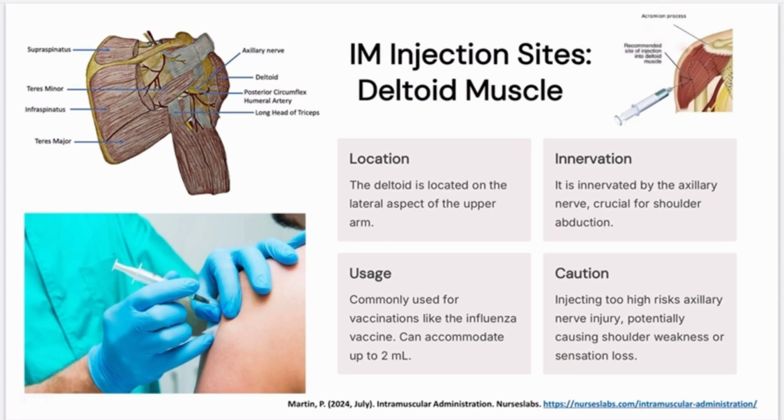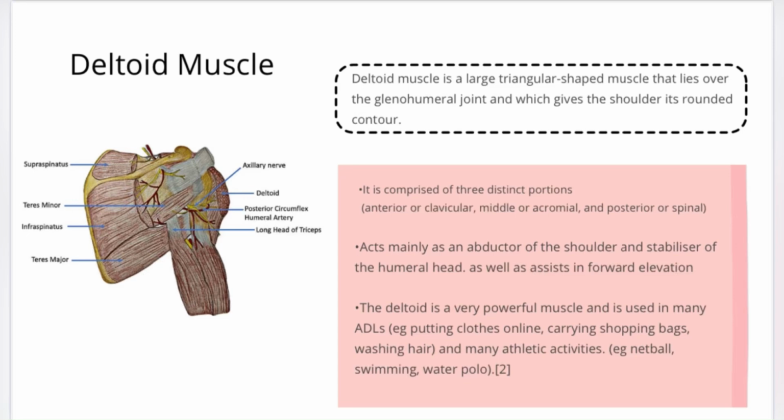The deltoid muscle, located on the lateral aspect of the upper arm and innervated by the axillary nerve, is commonly used for IM injections, particularly for vaccinations like influenza. These muscles can accommodate small volumes of up to 2 milliliters. However, injecting too high in the deltoid poses a risk of injuring the axillary nerve, leading to weakness in shoulder abduction or sensory loss in the lateral arm. So the next slide I talk about the deltoid muscle.